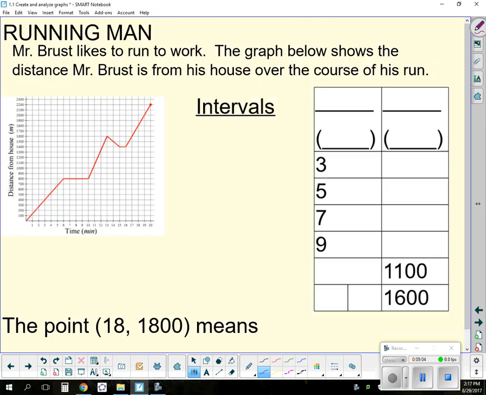Okay, next up, the running man. Mr. Bruss likes to run to work. Good for him. The graph below shows the distance Mr. Bruss is from his house over the course of his run. So we're working time in minutes and distance from house in meters. Which one of those would be your independent variable? If you thought time, you are correct. It's on your x-axis, and again, it's time.